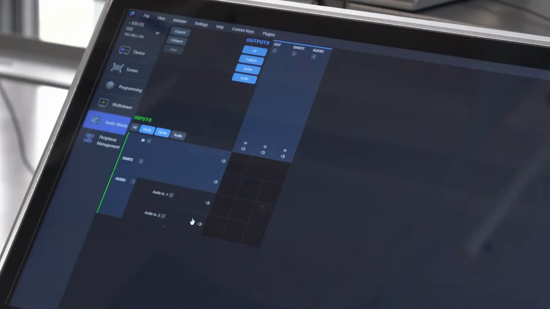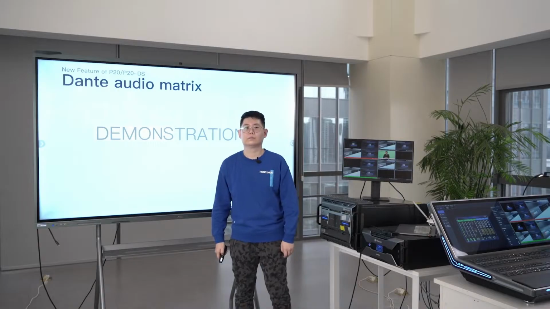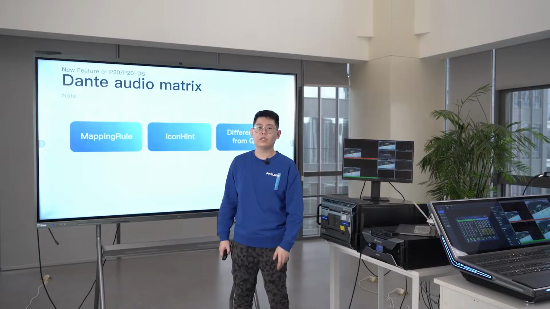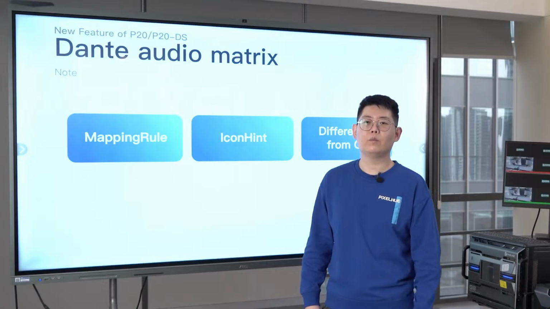And also P20-DS has two 3.5mm audio jacks, so there will be audio in 1 and audio in 2 here. The way to set up the mapping is exactly the same as Q8. We just click on the desired box here. Please note, same as Q8, one input can be mapped to multiple outputs, but one output can only be mapped to one input. Different icons represent different meanings. A check mark indicates full mapping, and the hollow circle indicates partial mapping. And all analog audio channels are limited to 2 channels.